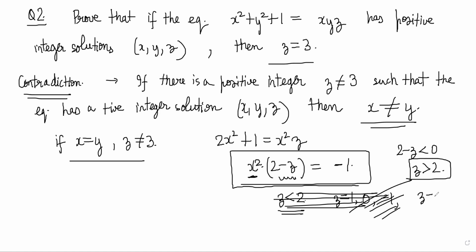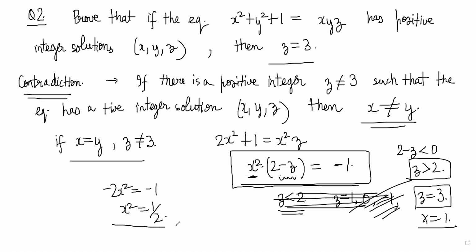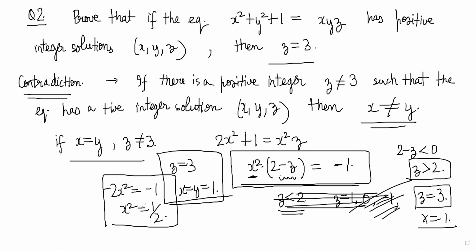So if z is greater than 2, z can be 3. If z is equal to 3, you will get minus 1 and x is equal to 1. If z is 4, however, you would get minus 2x square is equal to minus 1 and x square is equal to half. So that will not have integer solutions after that, right? So the only option from here is z is equal to 3 and x and y equal to 1. So basically what we are getting is a contradiction, because if x is equal to y, you are getting z is equal to 3. But we are supposed to take the case that z is not equal to 3, right?